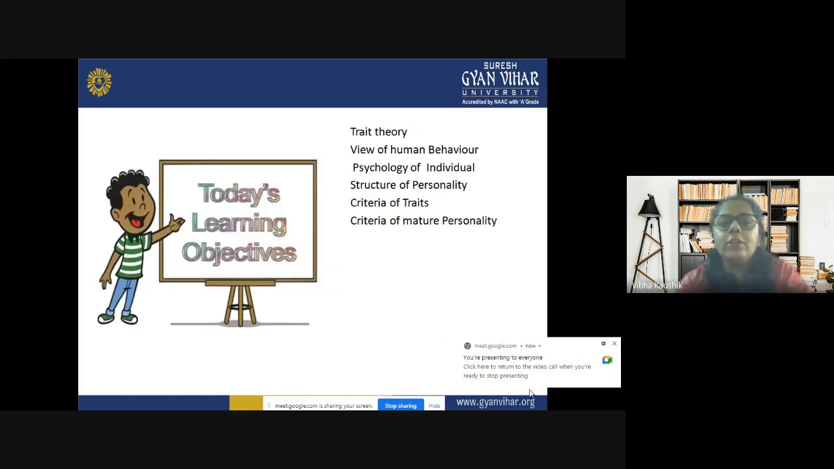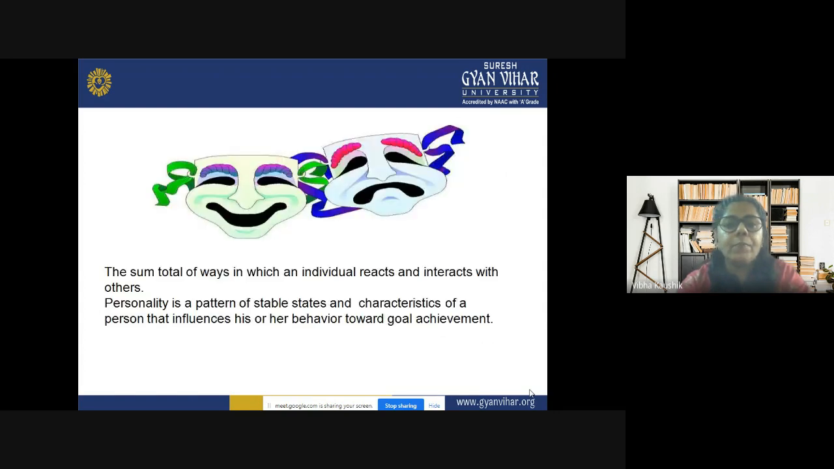The learning objectives of today's topic are trait theory. You will be able to understand the concept of trait theory, view of human behavior, psychology of individual, structure of personality, criteria of traits, and criteria of mature personality.